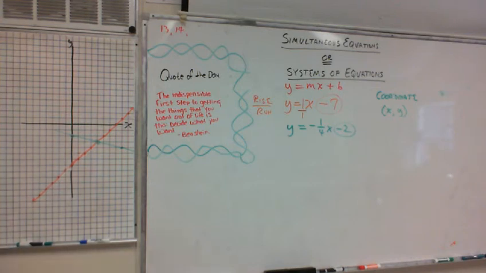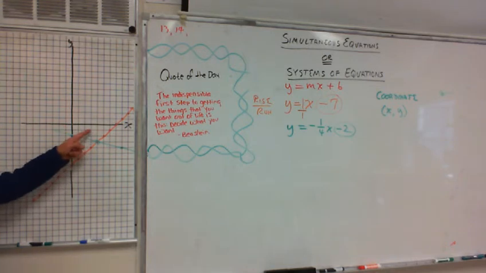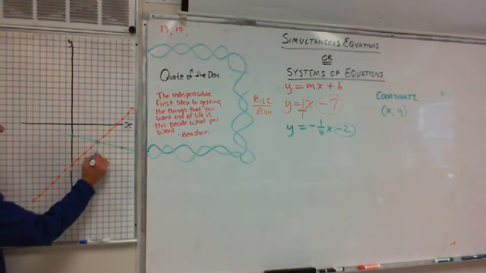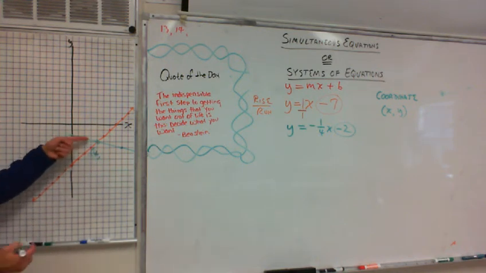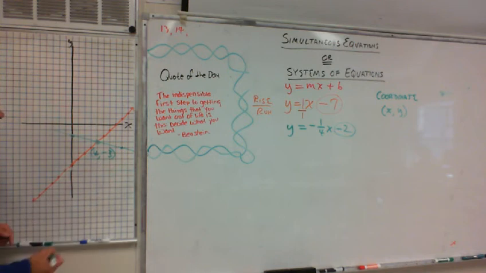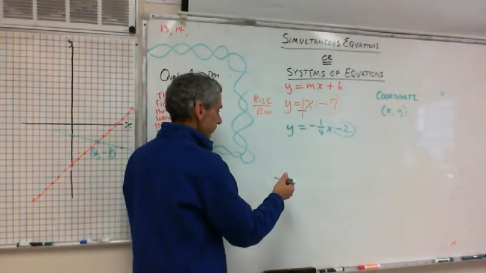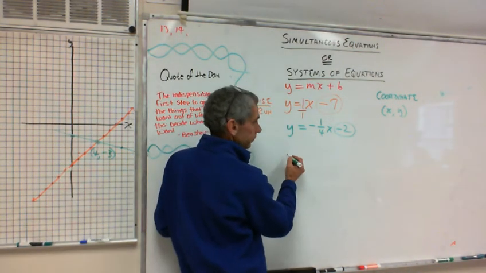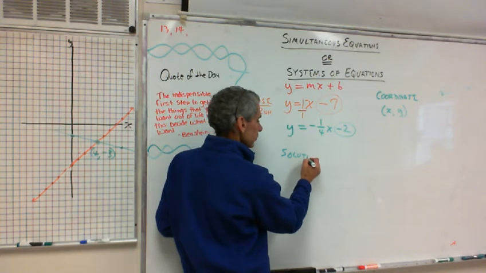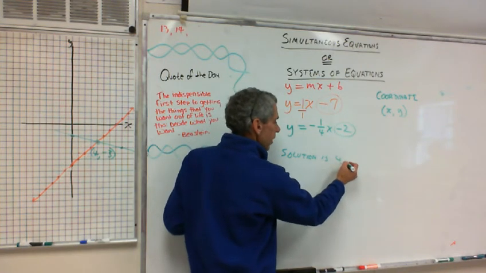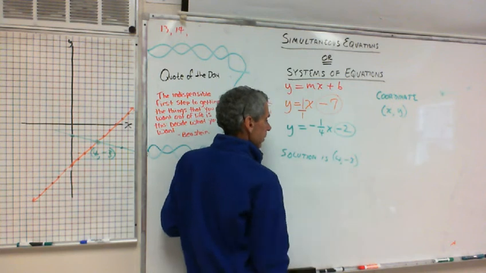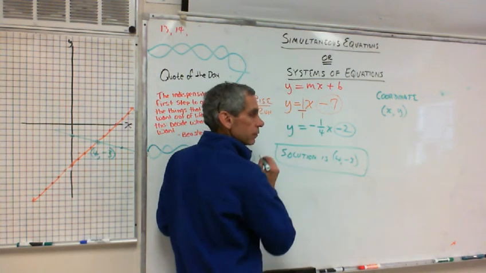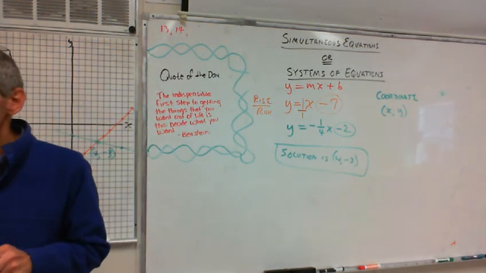Now what is my answer? What point is that? 4, -3. Let's see. I have to go over to here, right? 1, 2, 3, 4. That's right. So that is 4, comma, and then down 1, 2, 3. 4, comma, -3. So then I come over here and I say the solution is 4 comma negative 3. And I put it in a box. Does that make sense?